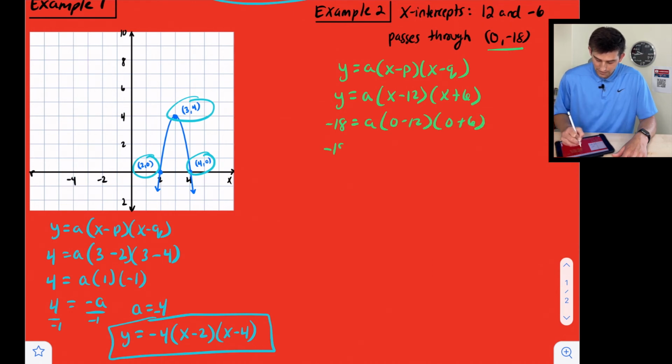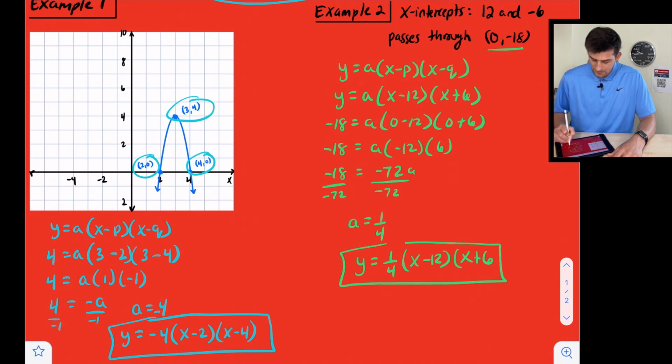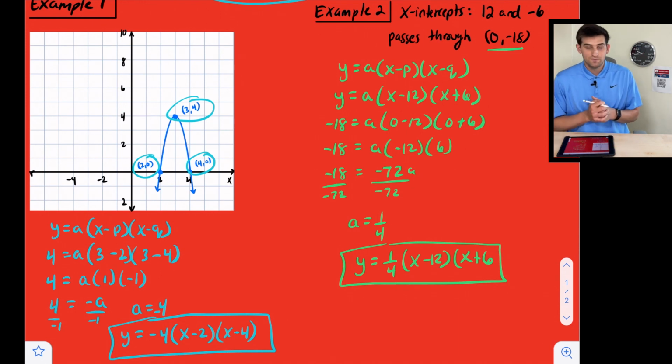All right, so we get negative 18 equals a times negative 12 times 6. So negative 18 equals, this would be negative 72a. So we're going to divide both sides by negative 72, and that's going to give us a is equal to 1/4. So now we can take that information, y equals 1/4, and we can write times x minus 12 times x plus 6. Okay, and that would be our final equation for example number 2. And that's how you can write the equation of a parabola using the x-intercepts and any other point that's on the parabola.